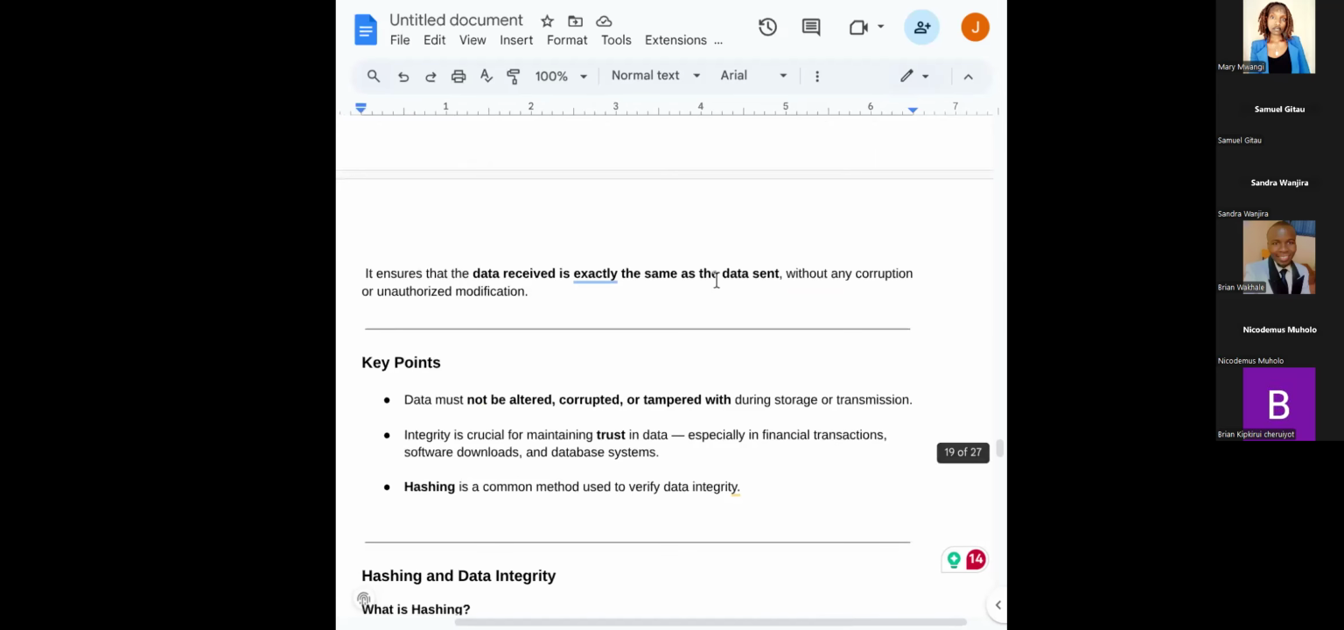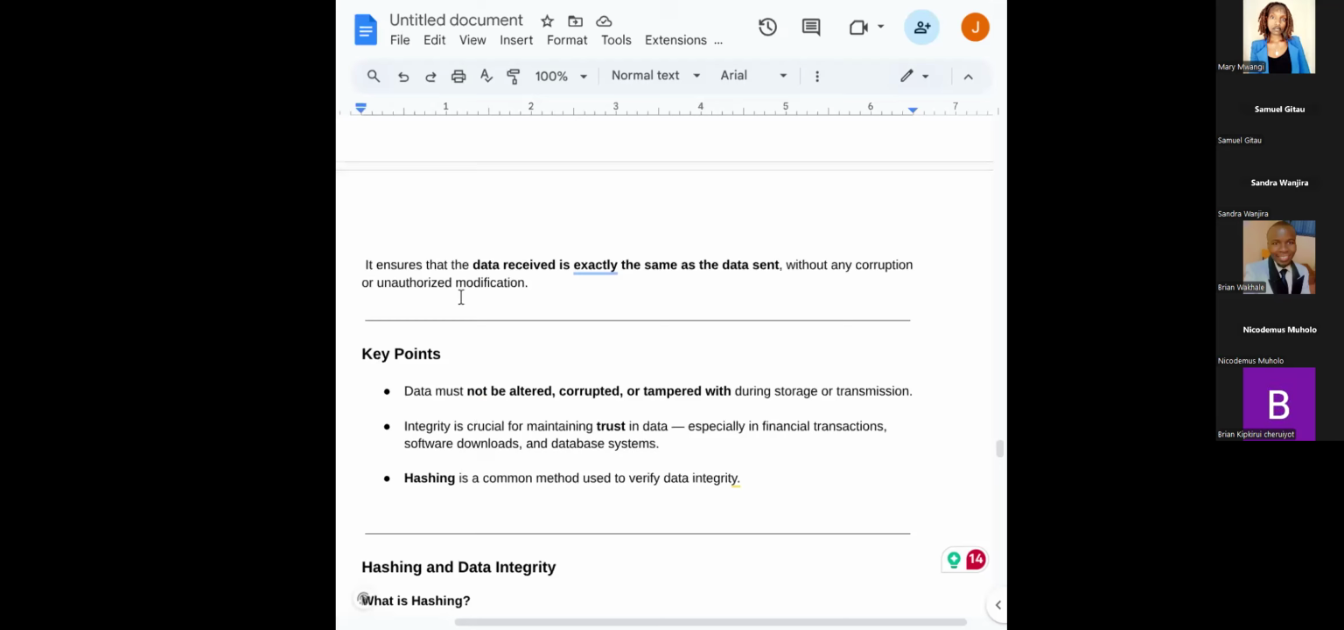So when it comes to data integrity, it wants to ensure that your data is received just as it was sent, or it is the same way it was when it was stored. The major points for you to remember is that data should not be altered, it should not be tampered with, and it should not be corrupted. That's what we call data integrity. And it is crucial to ensure there's data integrity to maintain trust.